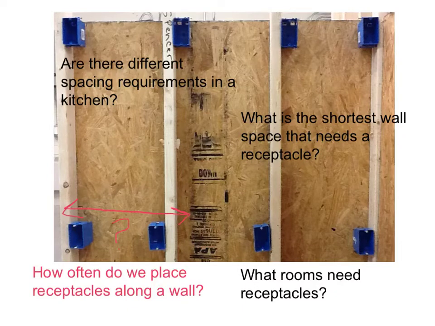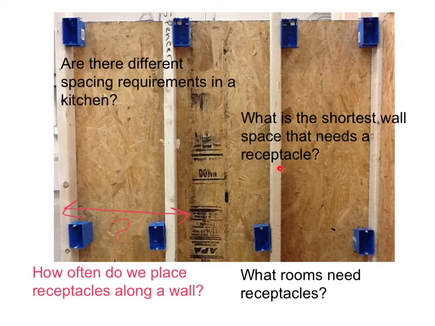This slide has some receptacle boxes on it, and there's 4 questions on this slide, and some of you are going to work on this one. So the first question, are there different spacing requirements in a kitchen? And if so, what code article? So we need to know a code article for that.